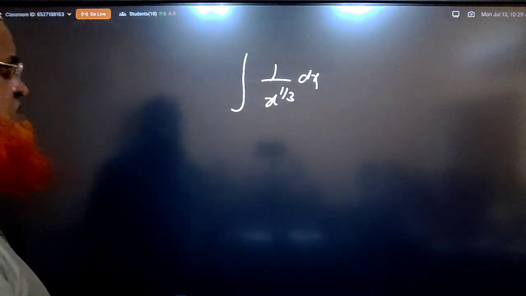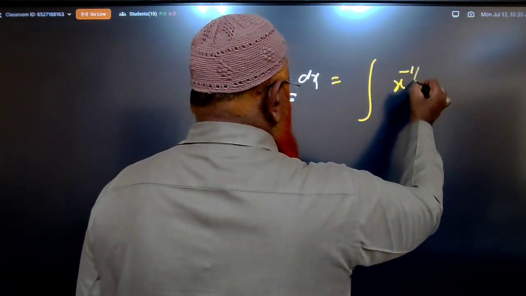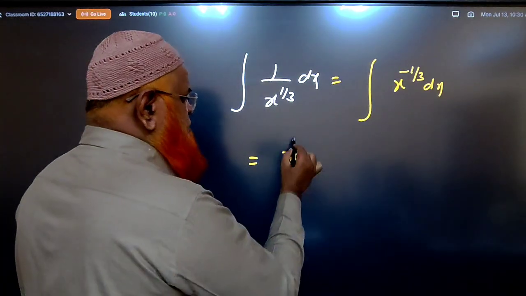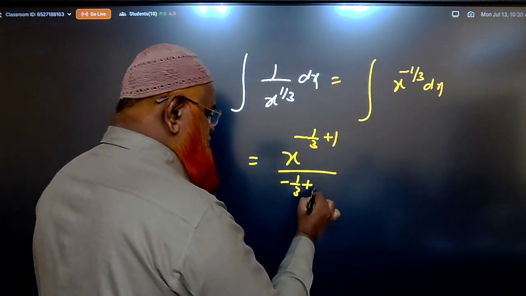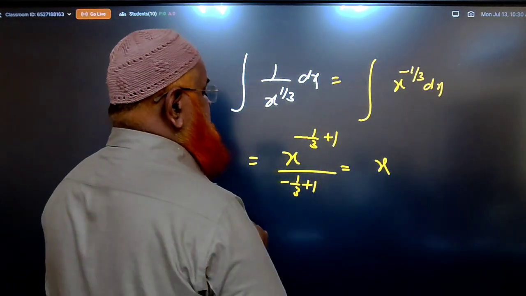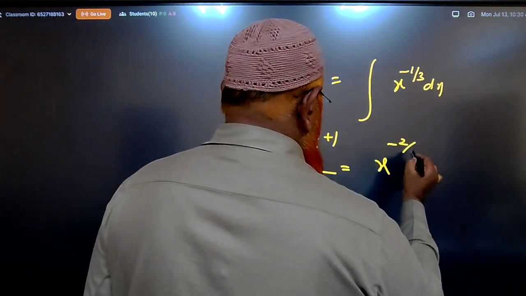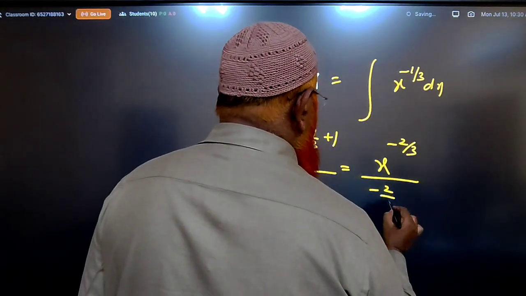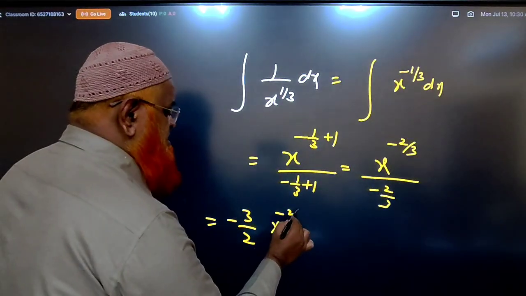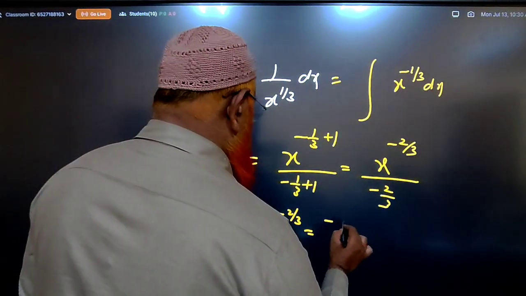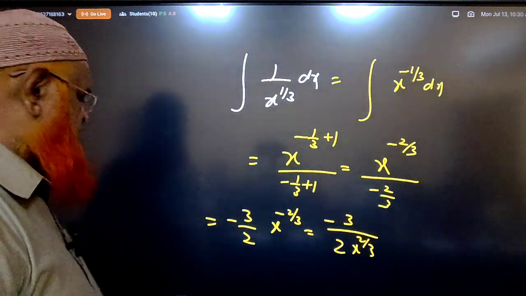Now, what is the next one? X power of 1 by 3 in the denominator, so what can you write this as? X power of minus 1 by 3 into dx, which can be taken as x power of minus 1 by 3 plus 1 by minus 1 by 3 plus 1 again. So x power of how much will you get? Minus 2 by 3. So this is 3 by 2, minus 3 by 2 x power of minus 2 by 3, or you can write minus 3 by 2 x power of 2 by 3. This comes to the denominator and becomes plus 1 here.